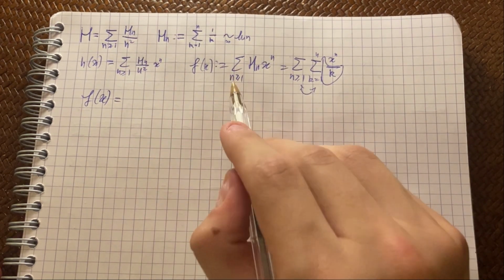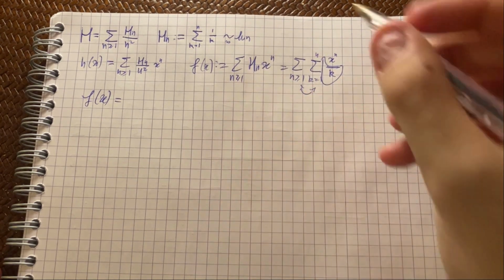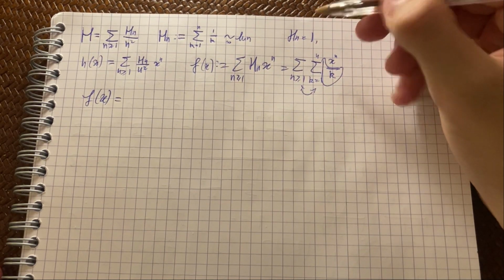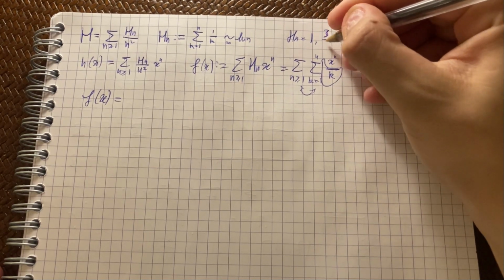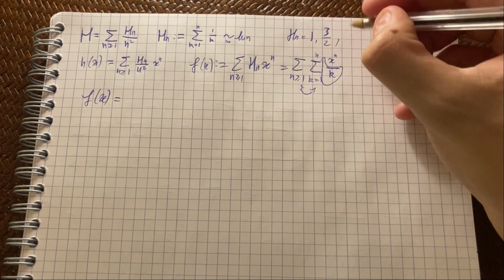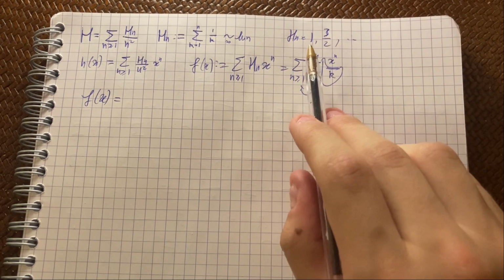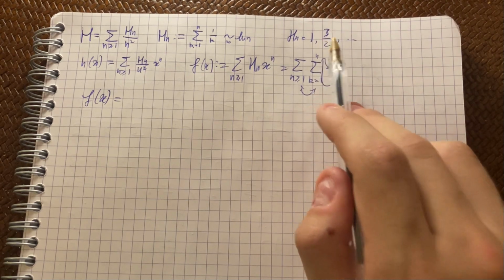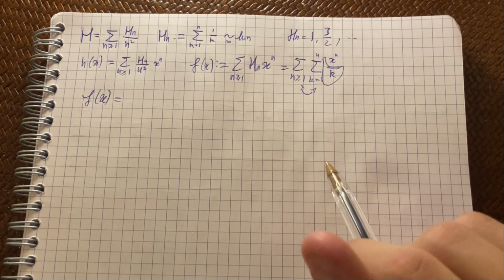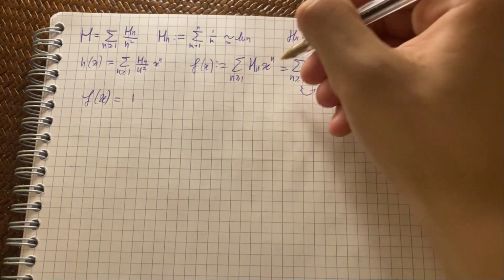First of all, we have here n equals 1, so hn equals 1, then 3 by 2, and so on. We don't really need the values of h of n. Just to see it here, we have 1, we have 1 plus 1 by 2, 1 plus 1 by 2 plus 1 by 3, and so on. So we have here 1 times x to the first power.